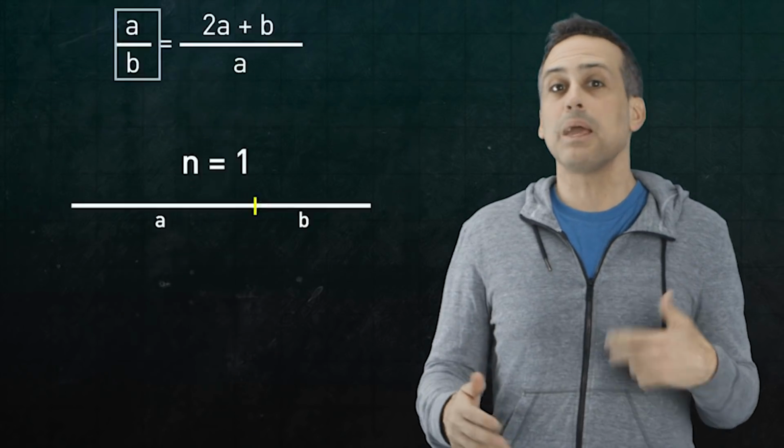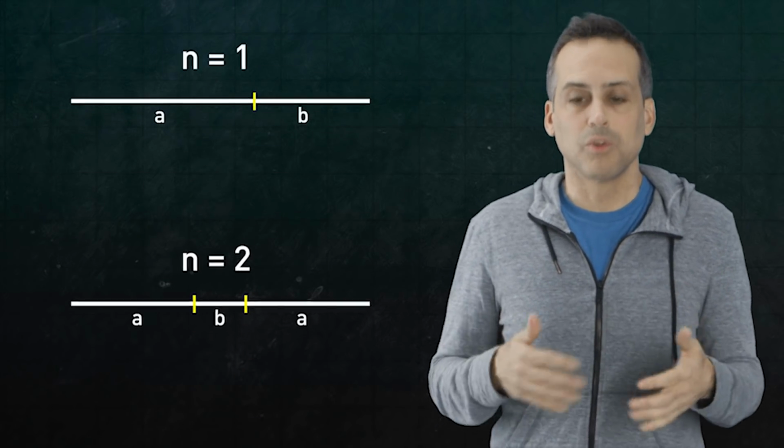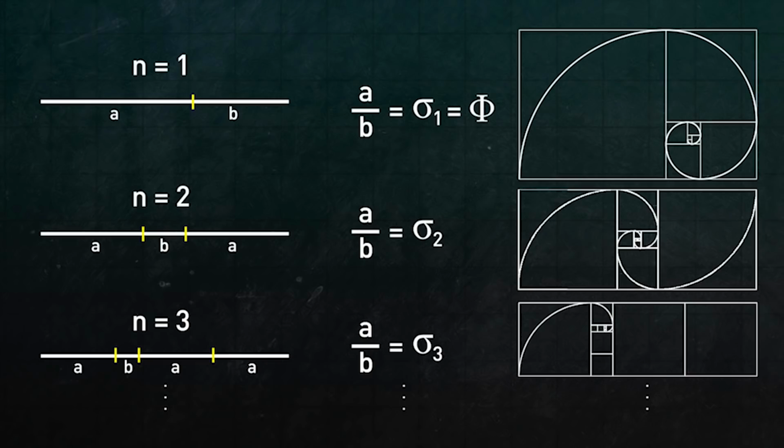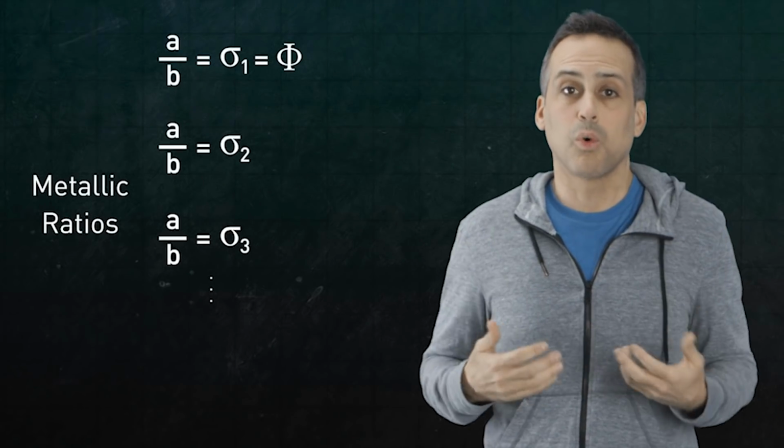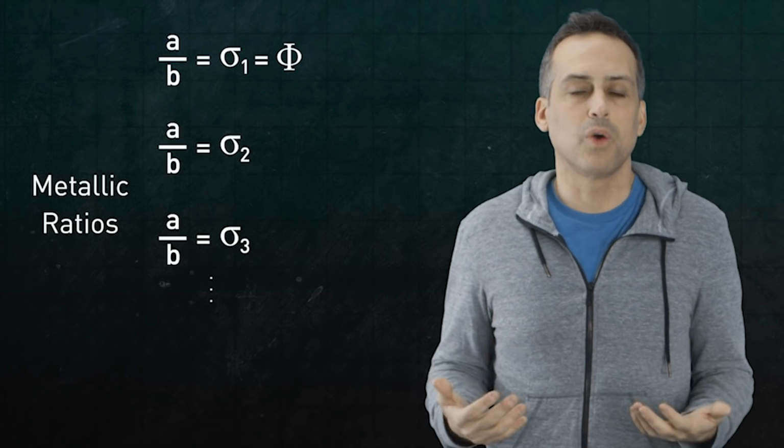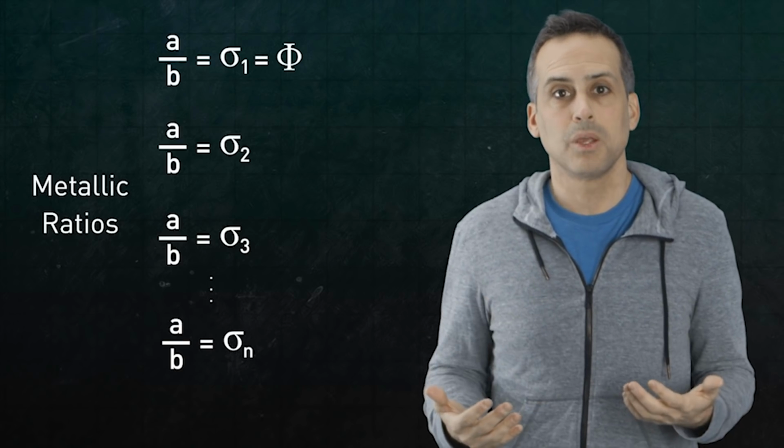Okay, now keep incrementing the number of medium pieces, or squares in the rectangle picture, while always requiring that big over medium equal medium over small. You then produce a whole sequence of so-called metallic ratios, or metallic means, the nth one of which I'll denote as sigma n.